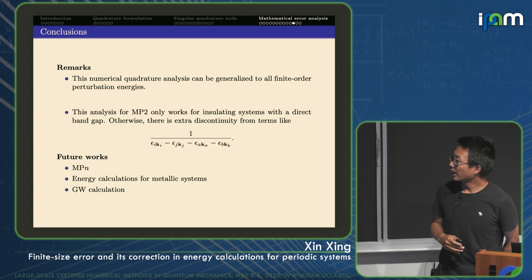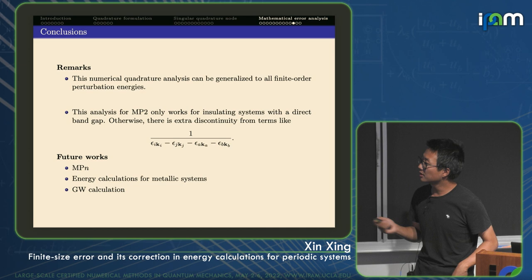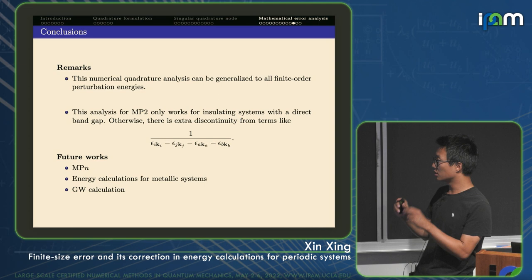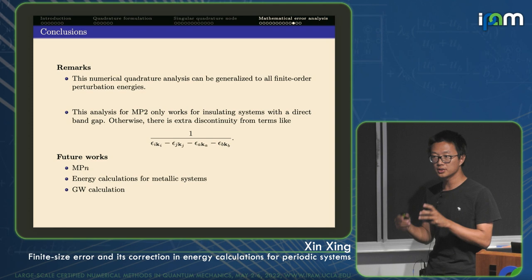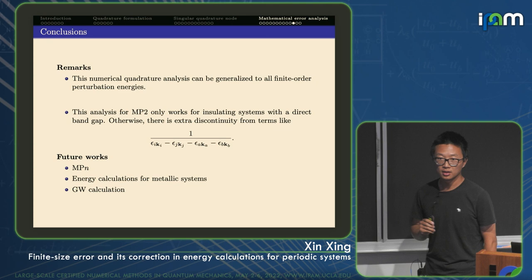And overall, we think that this numerical quadrature interpretation of the finite size errors is a quite powerful tool, and we hope that it can be further generalized to interpret and also to address the finite size errors in all the finite order perturbation energy calculations, MPN, or the energy calculations for metallic systems, where the finite size errors are more complicated. You also need to deal with the occupation number profiles and stuff like that. And also GW calculations, where the singularity comes from the screened Coulomb kernel, and many more possible generalizations.